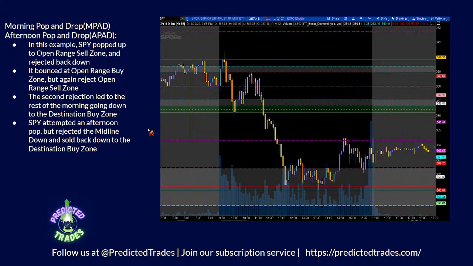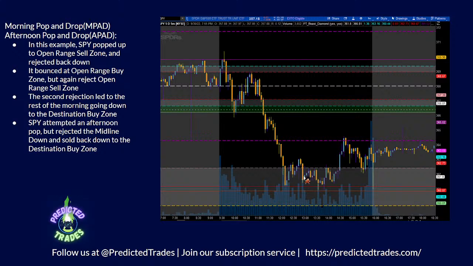Counter to the dip and rip is the pop and drop, right? So plenty of days when we have a down day all day, we will see SPY bounce up first to our open range sell zone, then it comes down to our buy zone, catches a bounce, sets a lower high at our sell zone, then makes the H back and falls to our destination zone. So just like when we see it open and slip down to our buy zone, then take off, we can see the opposite for a pop and drop.